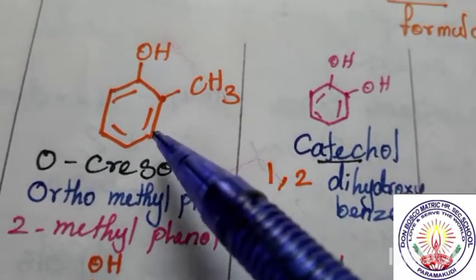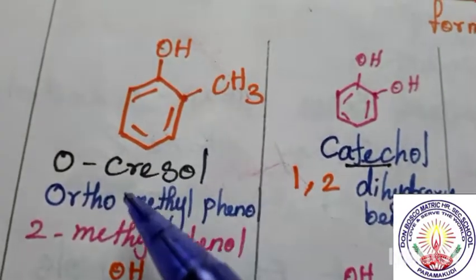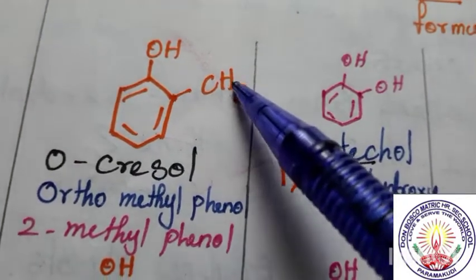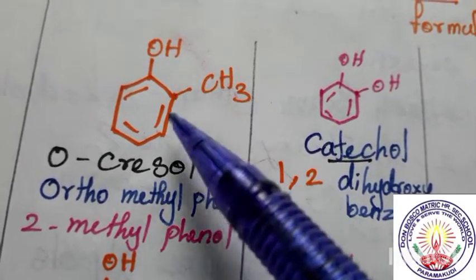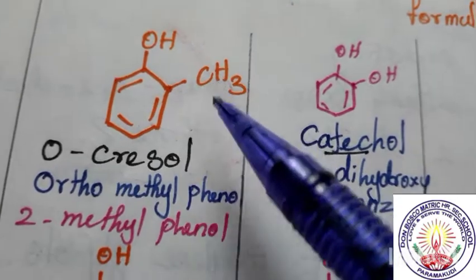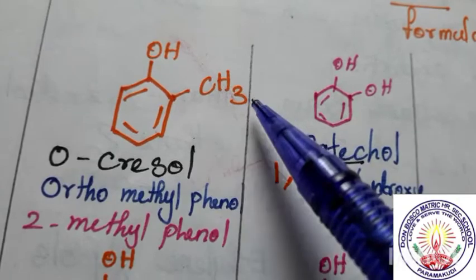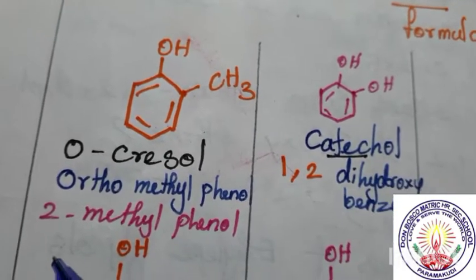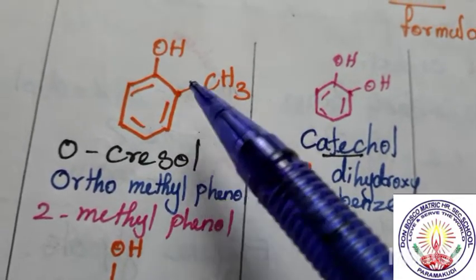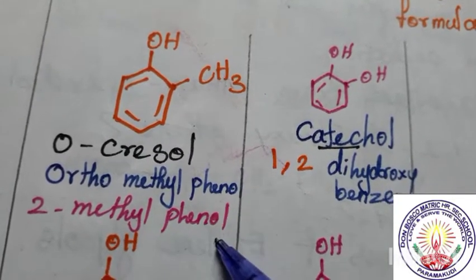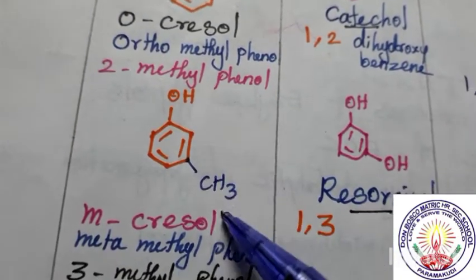So the first one is in monohydric phenol. The first one is orthocresol. So this methyl is present in ortho position. So therefore it is orthocresol or it can be called orthomethylphenol அப்படினு கூப்பிடலாம். Otherwise it is called 2-methylphenol. The methyl group is present in second carbon. So 2-methylphenol.